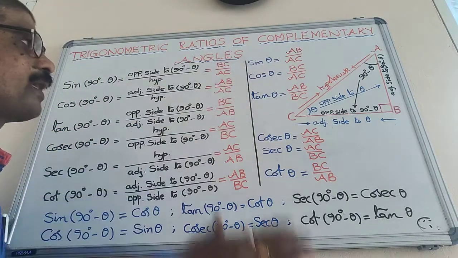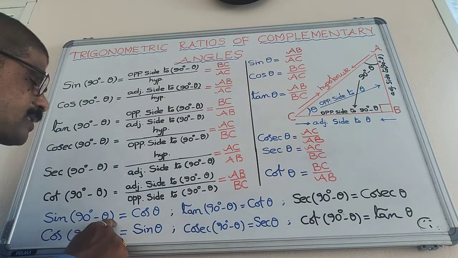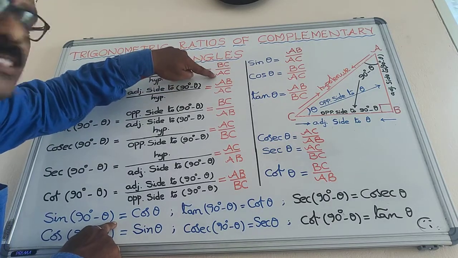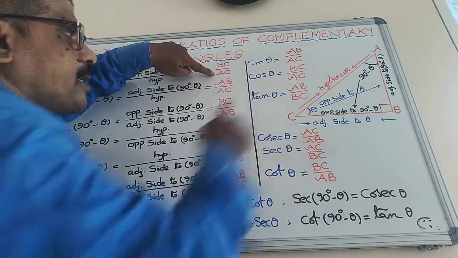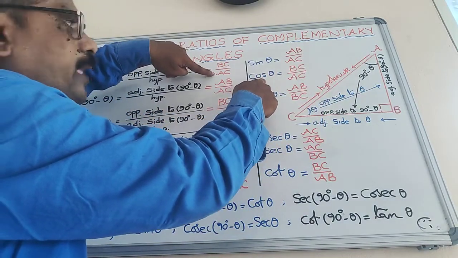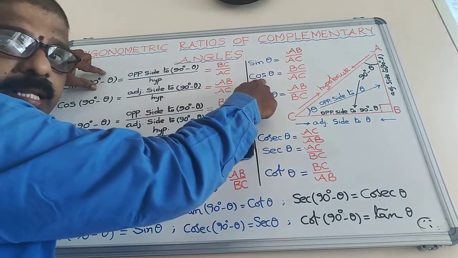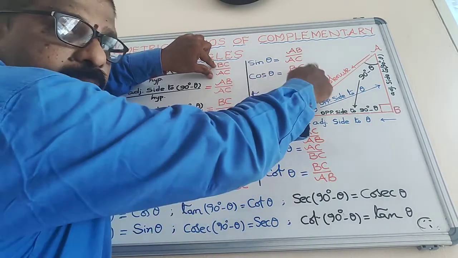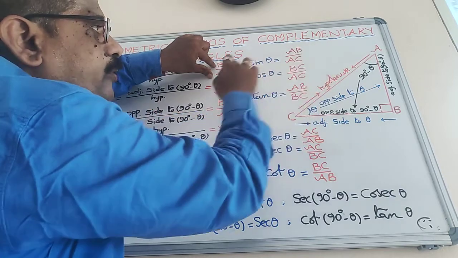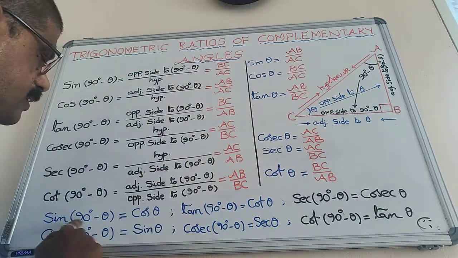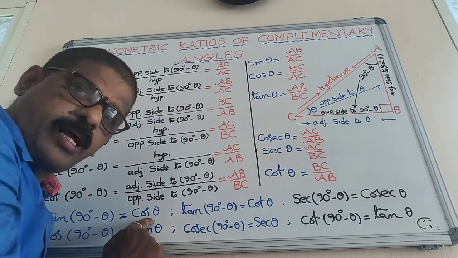Now first we have to observe sin 90 minus theta. Sin 90 minus theta value is BC by AC. Clear? BC by AC. Now BC by AC equals cos theta. We conclude that sin 90 minus theta is BC by AC, and cos theta is BC by AC. Now we have to observe that these are equal. Now we can write sin 90 minus theta equals cos theta.